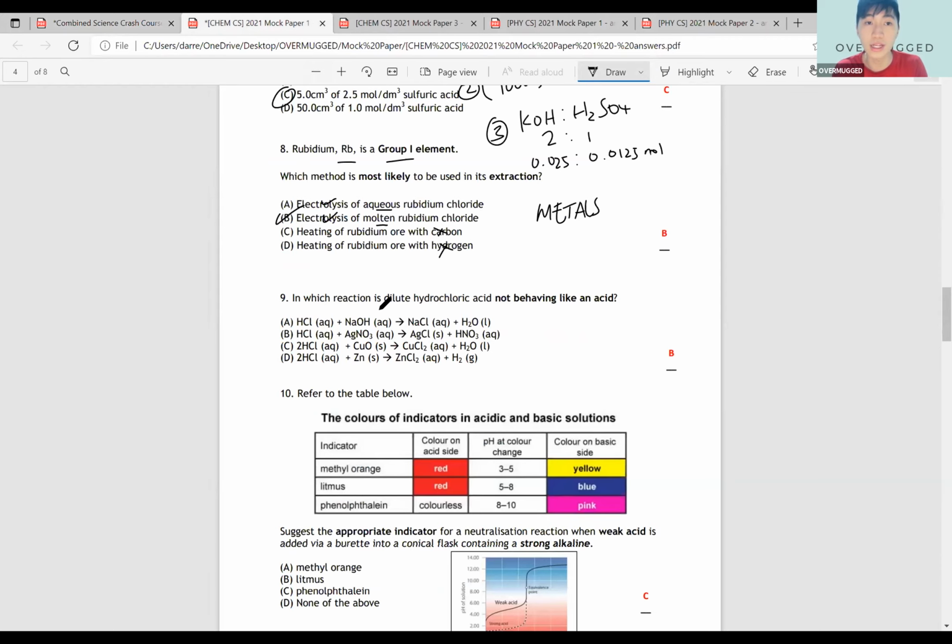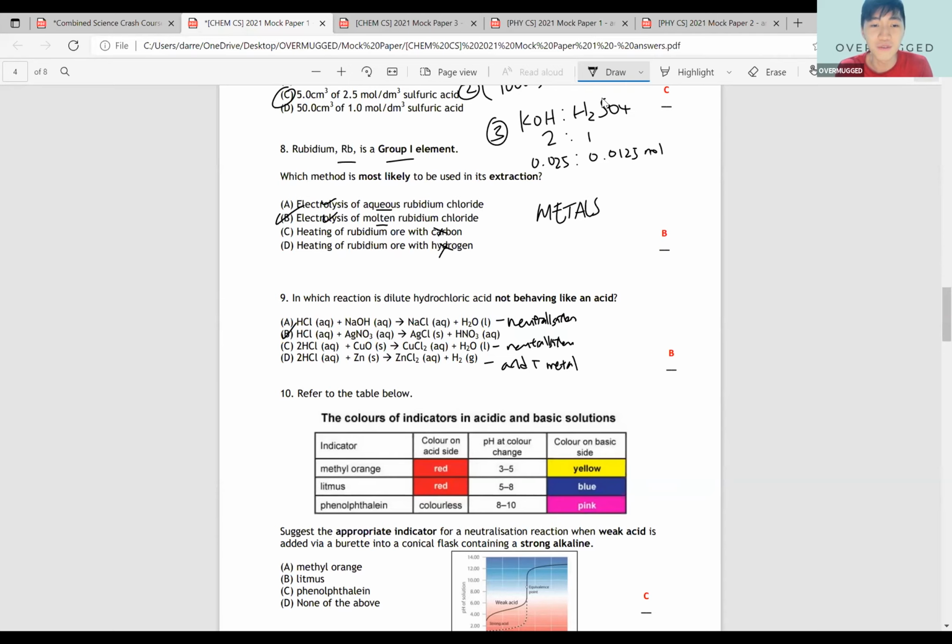Let's take a look at whether they appear here in the question. What is reaction A? Reaction A is technically neutralization. Reaction B doesn't look like anything, which is why it's the answer. Reaction C is acid plus base, so this is neutralization as well. And D is acid plus metal. That's why the answer is B.